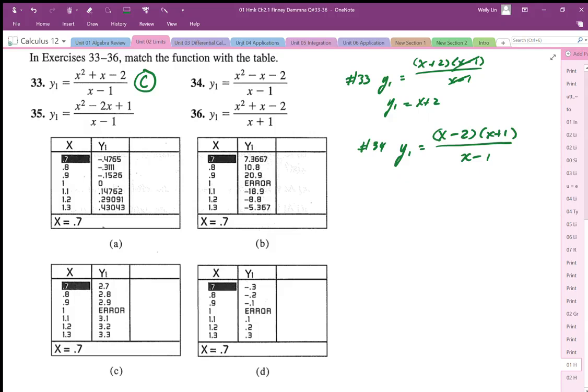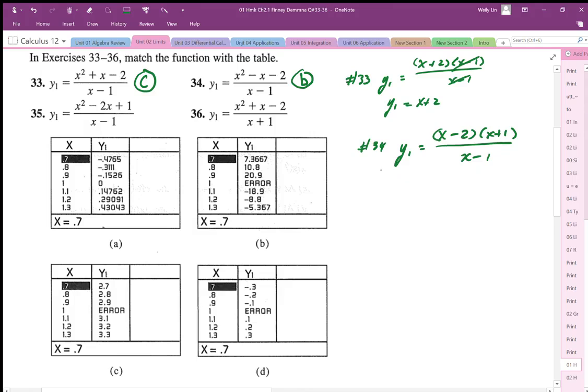If we take a look at these other ones, we can plug in some values at x equals 1.1. Well, that's not going to give us the right y values. B is going to give us the correct y value. If we plug in a few numbers, we can also see that this has a vertical asymptote. As we get close to 1 from one side, the numbers get really big. As we get close to 1 from the other side, they get really, really small.